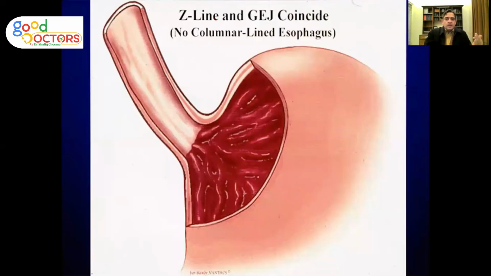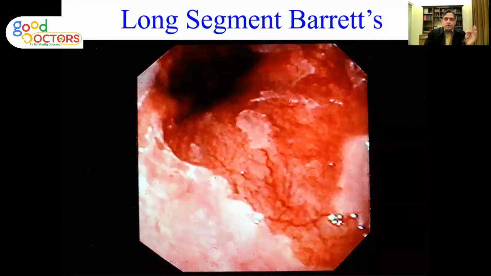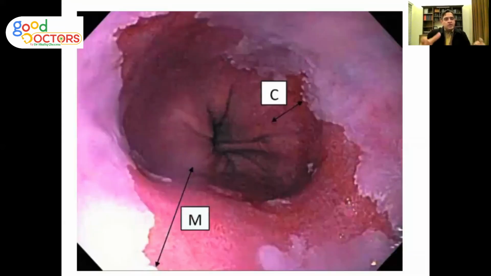There is no columnar lined esophagus, but with passage of time, due to the persistent damage and injury because of the acid, that transformation of the mucosa from squamous to columnar starts evolving. If this segment is less than 3 centimeters, you call it short segment Barrett's. If it's more than 3 centimeters, then it's a long segment Barrett's. And there are different ways of describing the length of Barrett's on endoscopy.